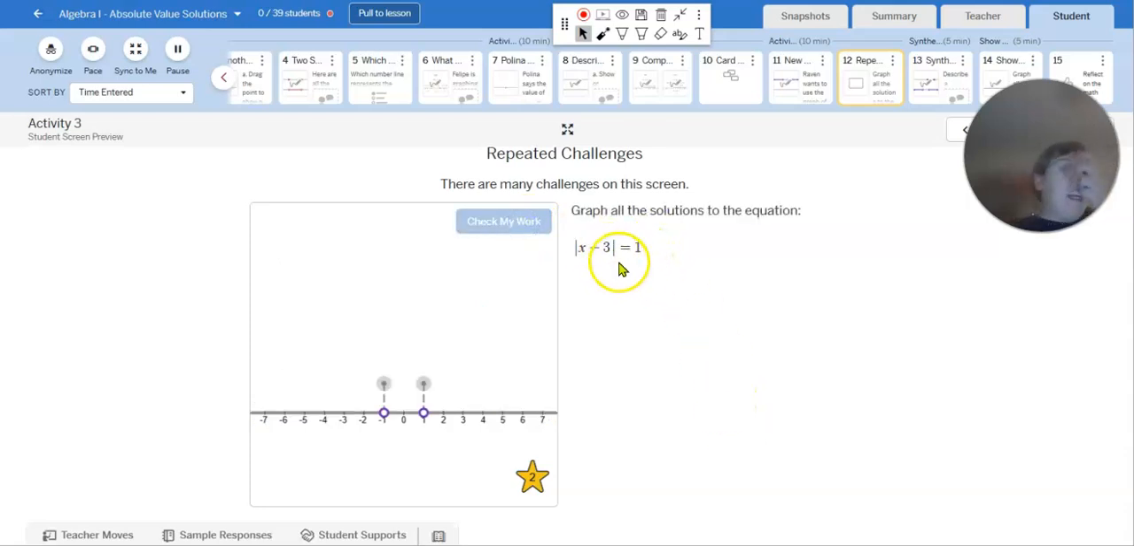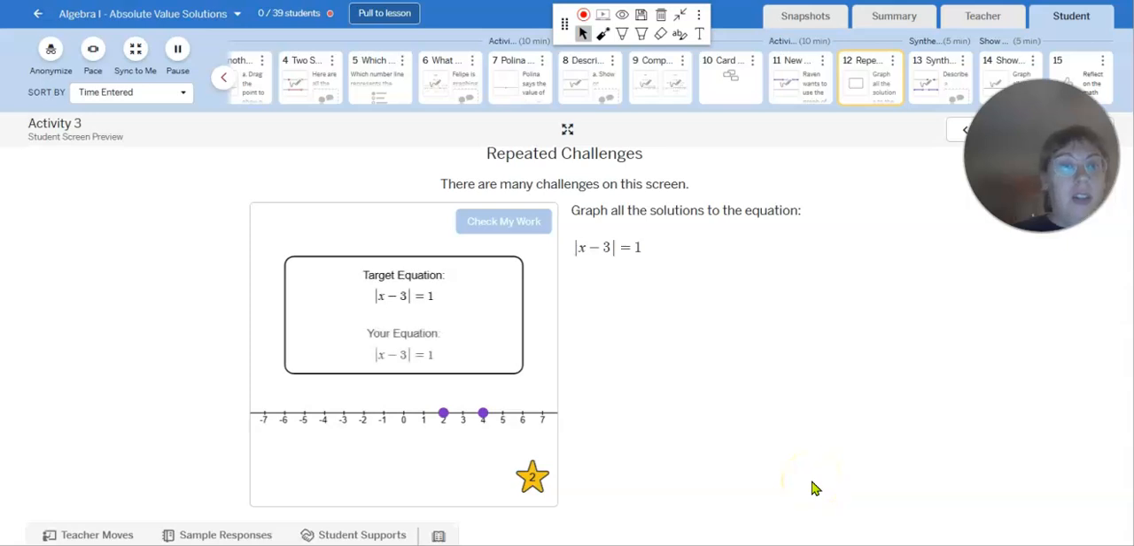Now we're looking at x minus 3, the absolute value of x minus 3 equals 1. So we're looking at the distance from 3, and it's a 1 distance away. So 1 above 3 is 4, 1 below 3 is 2, and it's equal to 1. So we're just filling in those circles because the absolute value is equal to 1. It's not less than, it's not greater than, it's just equal to, so we're doing filled in circles. And there's no shading because it's not an inequality, it's an equation.